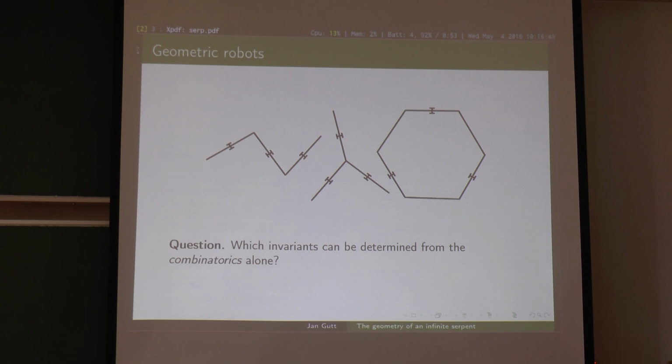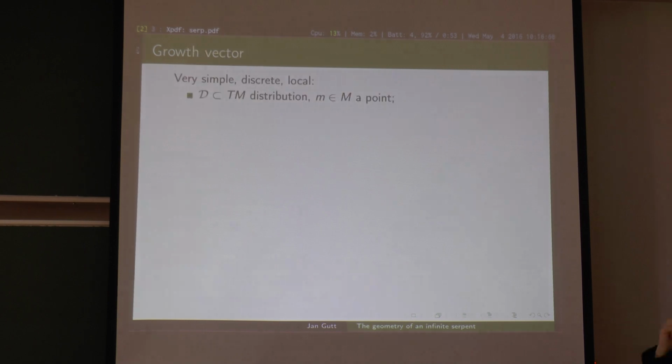So what would be the candidates for such invariance? The simplest candidate is the growth vector. Honestly, the simplest thing you can say about a distribution is its rank, but the rank is very easy to determine, so let's not talk about the rank, let's talk about something slightly more complex. So what is the rank? The rank is the dimension of the fiber of such a distribution at a given point. We assume that this distribution is of constant rank.